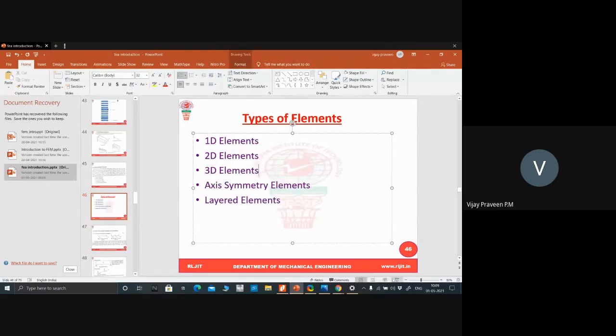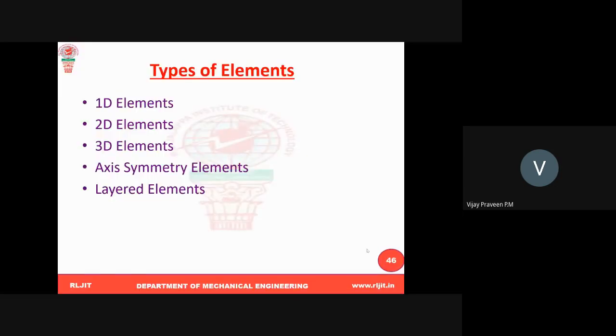So only for examination purpose, how much is required, that much only we mentioned here. Let me take these types of elements. What are those things? 1D, 2D, 3D, axisymmetric, and layer elements. So let me take up the first one, 1D elements. 1D elements means it's just like a line. It has one element and only two nodes.